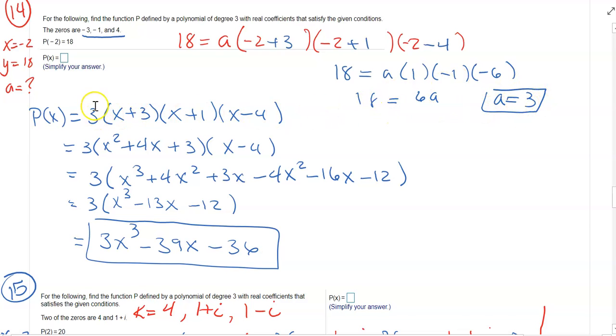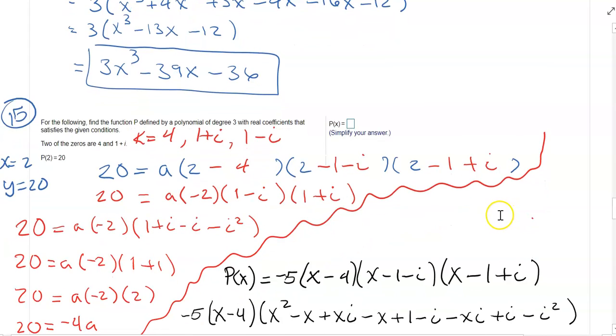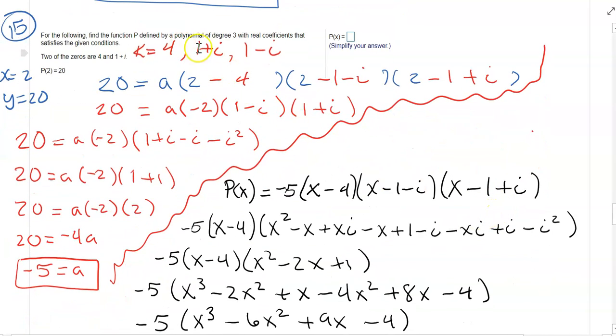Now I go back over here. I know that this a value is now 3. And then I use the given factors once again, and I just simply multiply and distribute to find out my p of x.